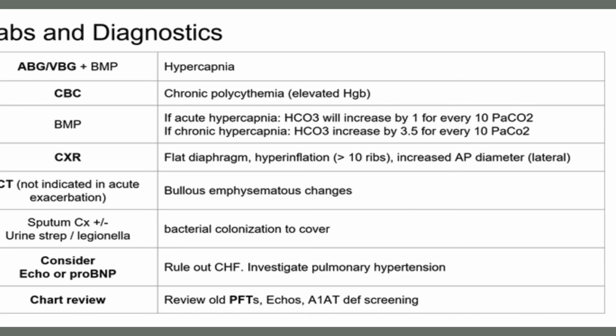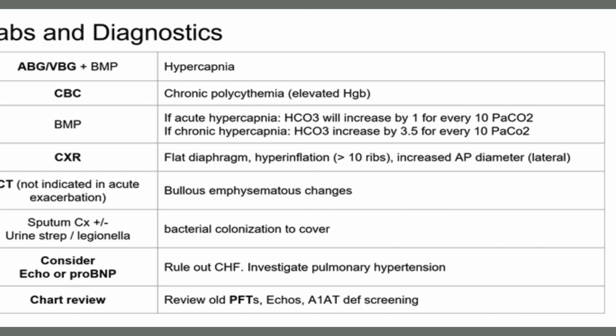There's a lot of different labs and diagnostic tools that we can use, although the history is probably really the best for COPD acute exacerbation. One of the things is looking at a blood gas, an ABG or a VBG, and the major thing you're looking for is hypercapnia or elevated CO2. A couple blots down on the table. Also a BMP, looking at the bicarb can actually help determine if a patient is hypercapnic.